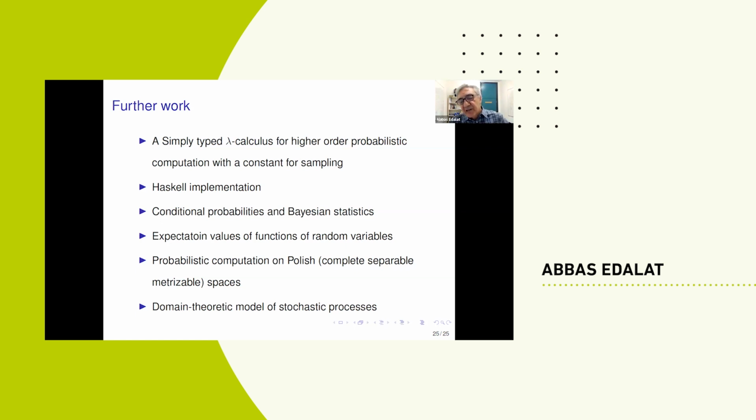So this can be extended because it can be shown that any Polish space is the space of maximal elements of a Scott domain. So using this, we can have an extension of these results. And of course, we get a new model, a domain-theoretic model for stochastic processes.